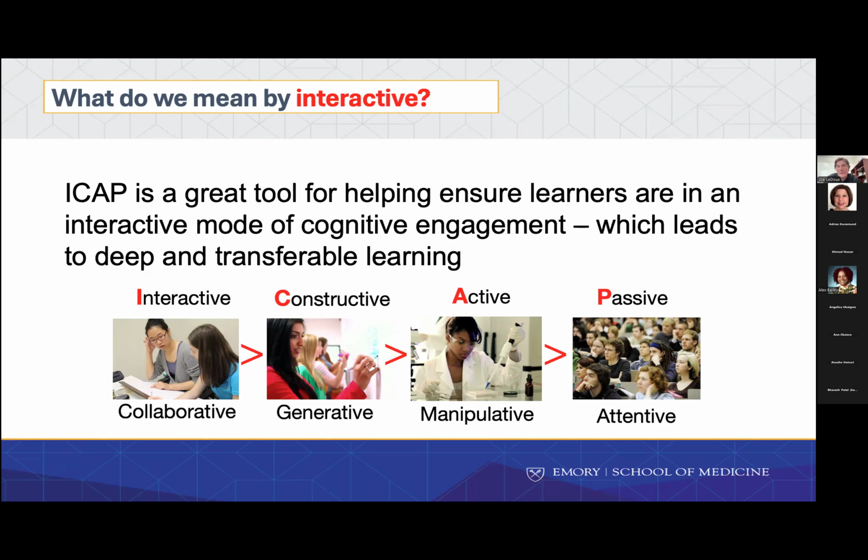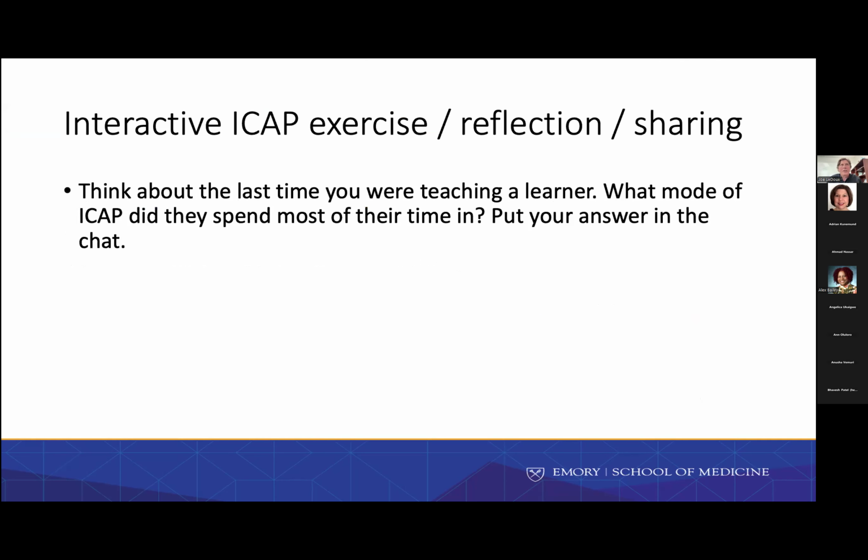That's constructive. And then the highest level of learning happens when you're in the interactive mode of cognitive engagement, which means that two or more people are being constructive together. They're constructing information beyond what they're given, and they're doing it on top of each other's ideas, kind of a yes-and approach. So that's what I mean by interactive. And that's sort of the goal that we want to set up our learning environments to help ensure that happens.